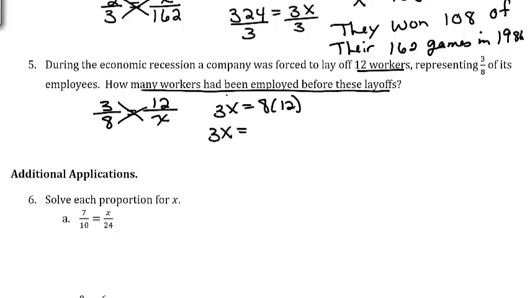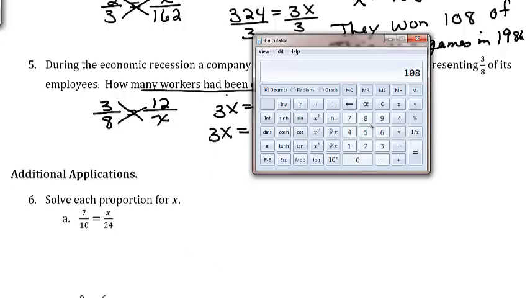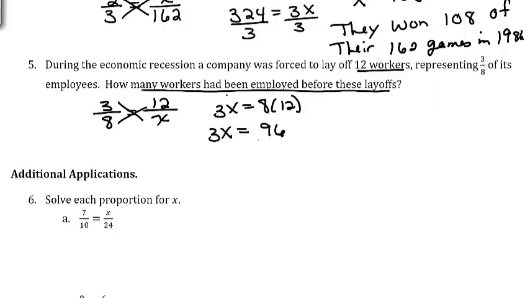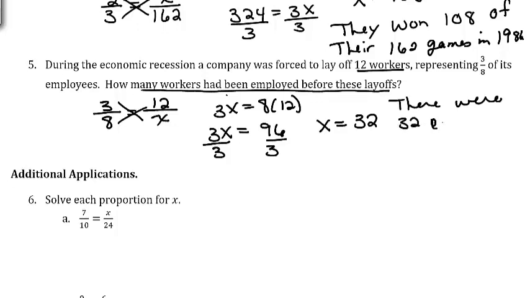That gives us 3x is equal to, and we'll just calculate 8 times 12 here. And that gives us 96. And then to finish solving, we divide both sides by 3, and that gives us x is equal to 32. So there were 32 workers or employees before the layoffs.